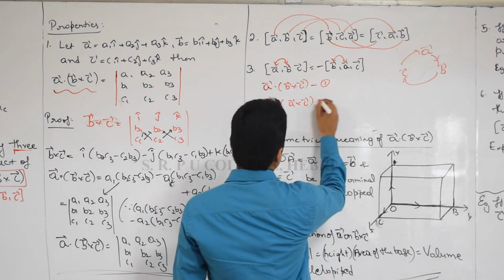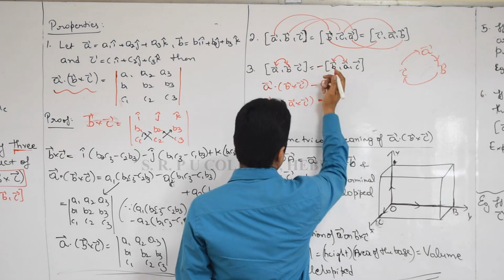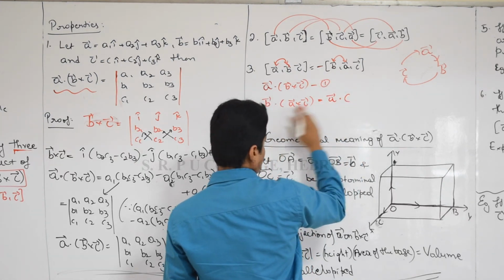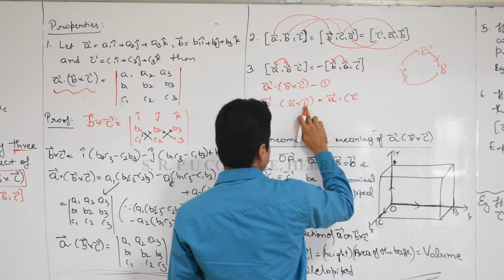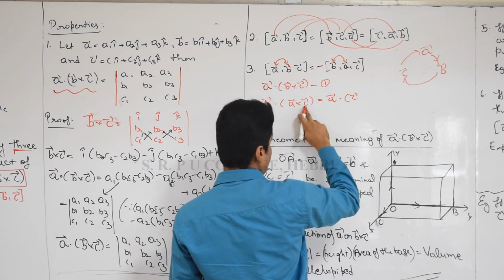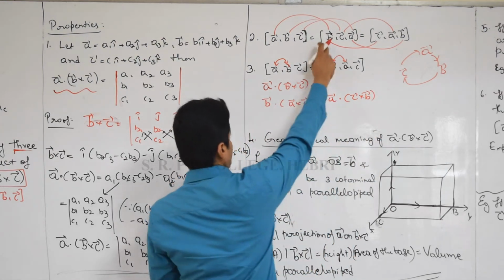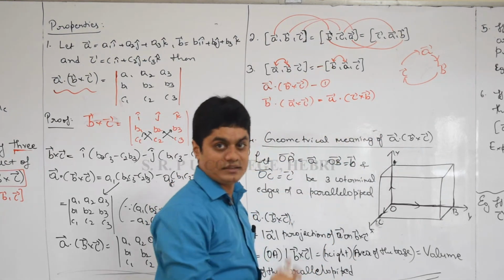Now this I can write as: A changes to B, B changes to C, C changes to A, correct? Then C changes to B, B changes to A, A changes to C, correct? Understood what I'm saying? I'm using the first property. Rotate all the three in a different way, you will get the value.